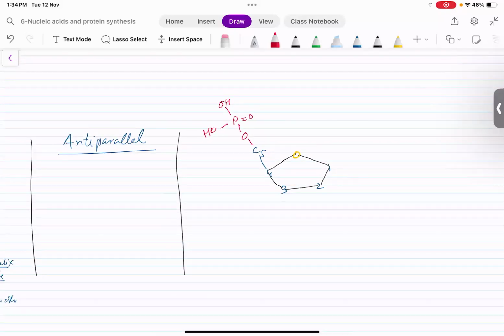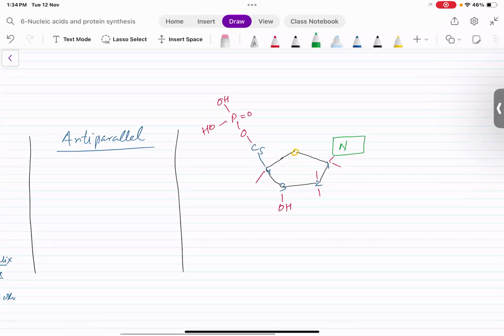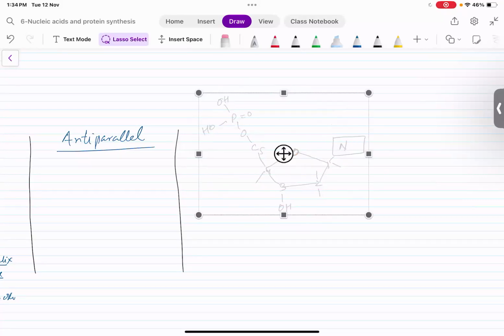And this has an OH group here. The rest we don't need. So this is one nucleotide. This will have a nitrogen base here. Koi bhi nitrogen base ho sakti hai, guanine ho sakti hai, koi bhi ho sakti hai. So this is a nucleotide. Now, if there is another nucleotide, such a nucleotide, there has to be bonding that takes place in between these.